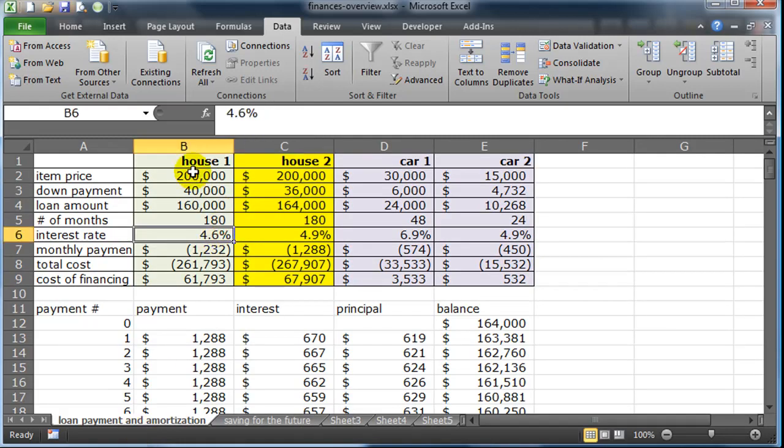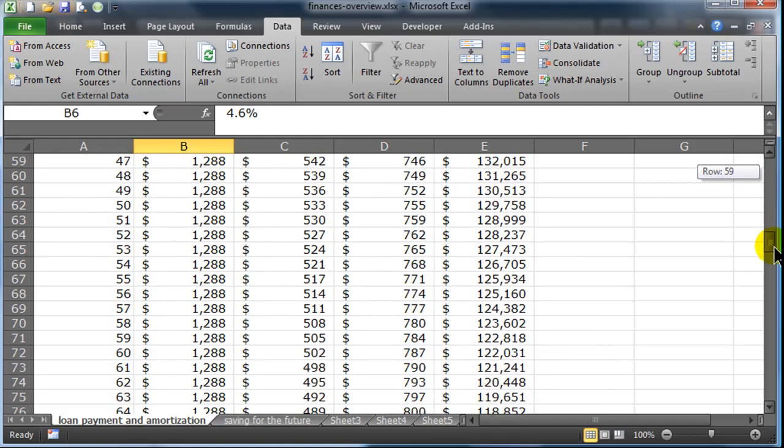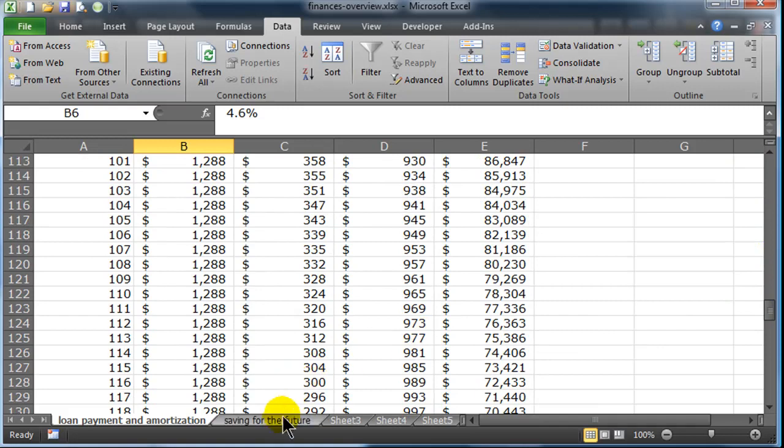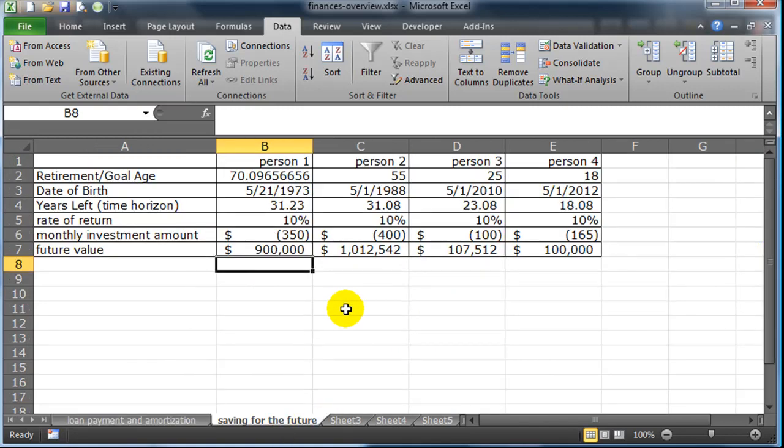So we've got our payment calculators to figure out monthly payments for items using fixed loans, an amortization table to get the details of those fixed loans, and future value calculators. Play around with that, have fun, and send me an email if you have any questions on things.